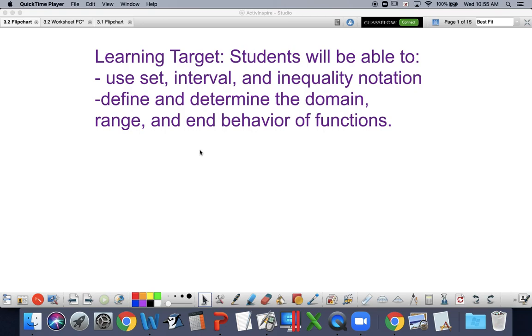I'm so sorry that I'm not in class today, but I'm going to walk you through the notes that are in 3.2. So make sure you turn to your new packet to 3.2. This is called Domain, Range, and Behavior.